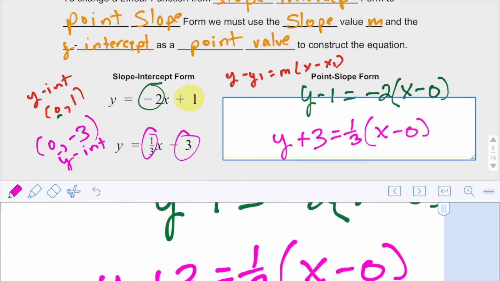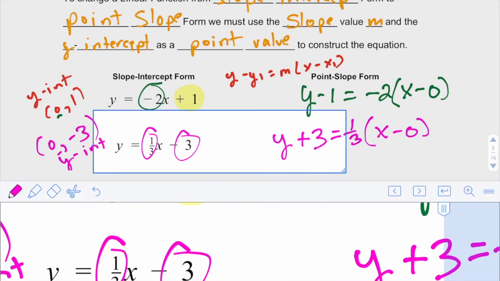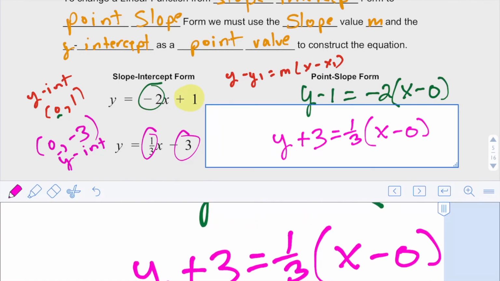So to transform or change y equals 1/3 x minus 3 from slope-intercept form to point-slope form, we get y plus 3 equals 1/3 times the quantity of x minus 0.